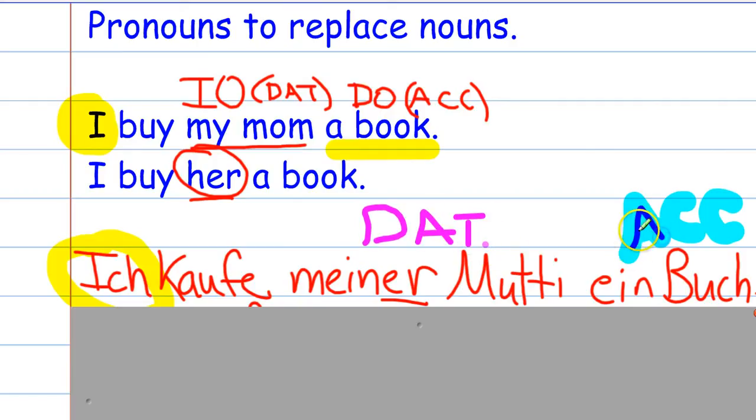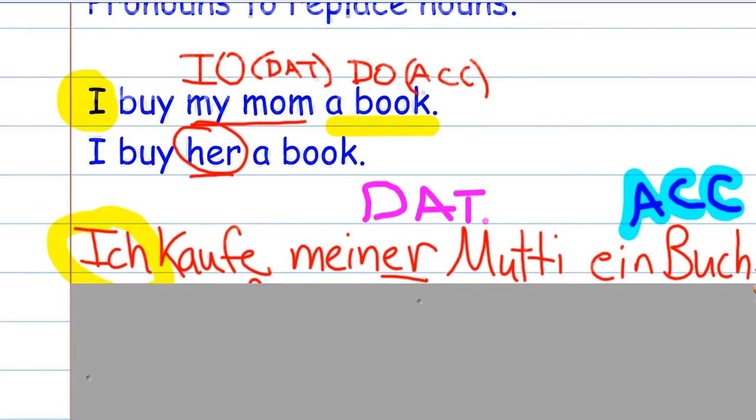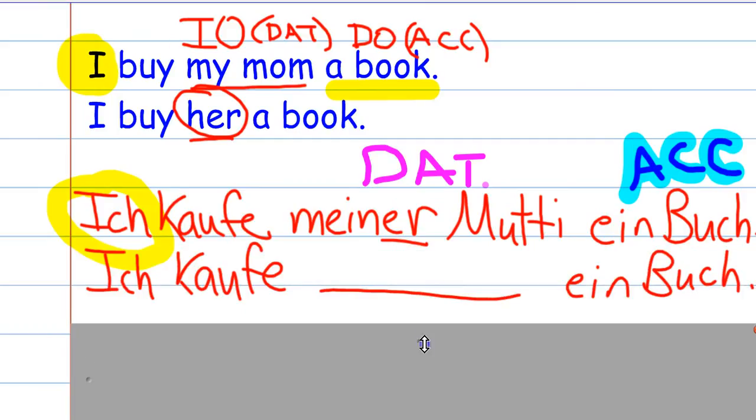So the difference between the accusative and the dative in English is the accusative is the direct object, dative is the indirect object. So as we've seen the indirect object already in the dative case, how do we go from I buy my mom a book to I buy her a book? And that's what we're learning. Just to let you know, it's going to be ich kaufe ihr ein Buch. So let's go ahead and dive into those personal pronouns, shall we?